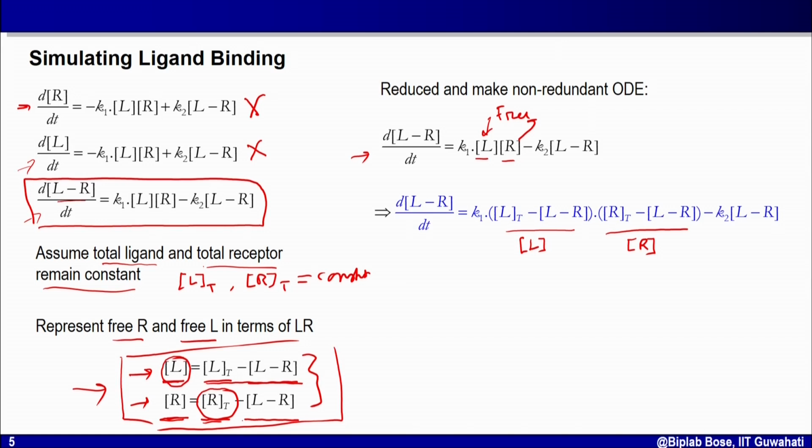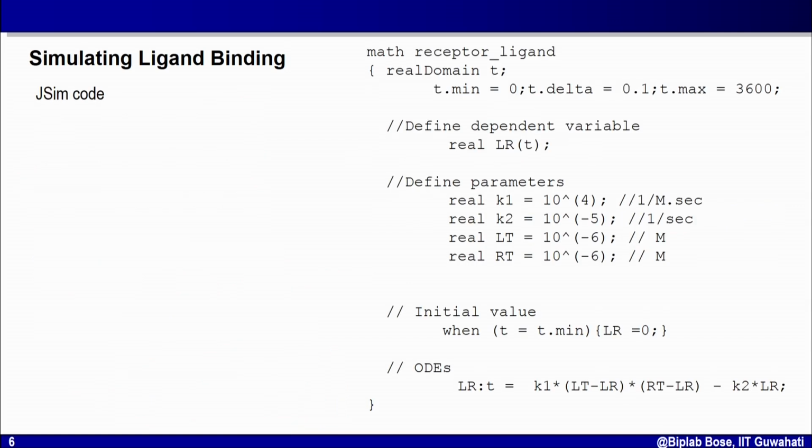So what I have done, I have started with 3 ODEs. I have assumed a conservation of both receptor and ligand. That helped me to reduce number of ODEs from 3 to 1, which is a non-redundant ODE. So now I want to simulate it, and I will discuss now the code of simulating this in JSim, and I will advise you to try this in JSim yourself, and you can follow the code exactly here. So the code is given here.